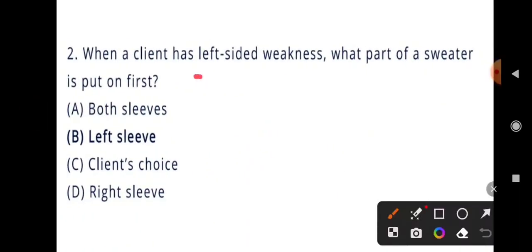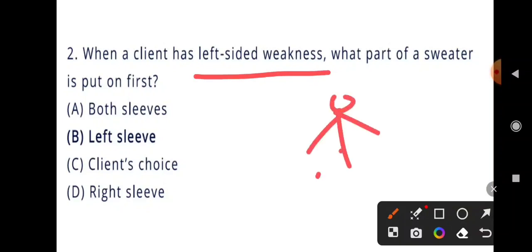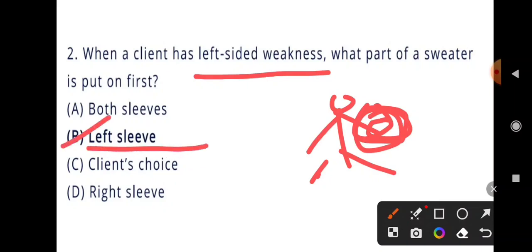So next, when a client has left-sided weakness, what part of a sweater is put on first? So the patient is having left-sided weakness. What part of a sweater is put on first? Options: both sleeves, left sleeve, client's choice, right sleeve. So we need to put on the sweater first on the left side, on the weaker part. So option B is the right answer.